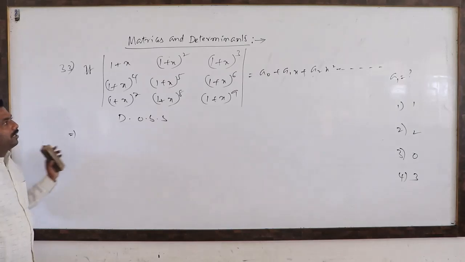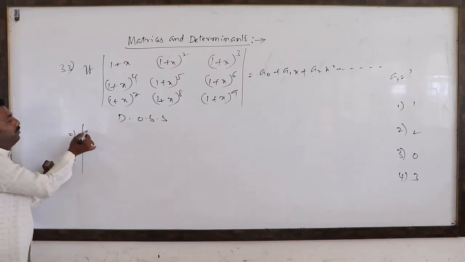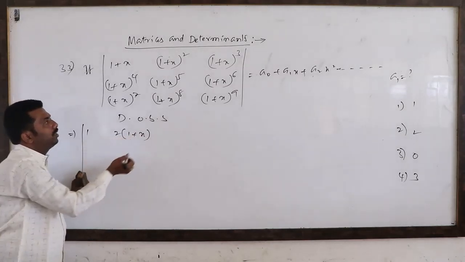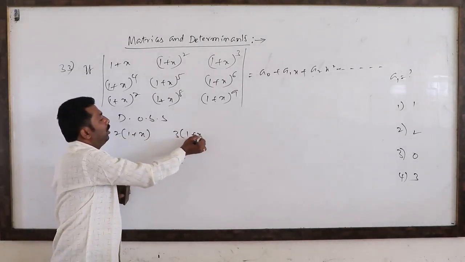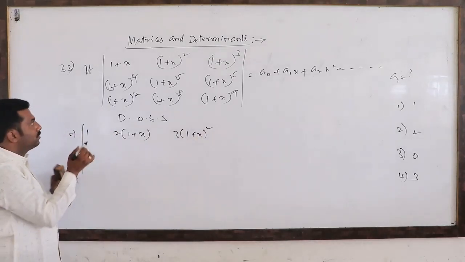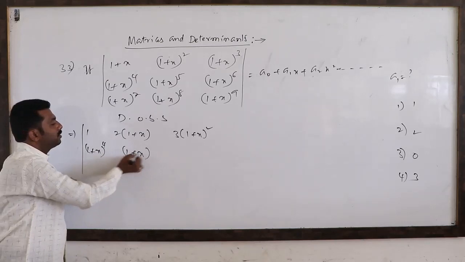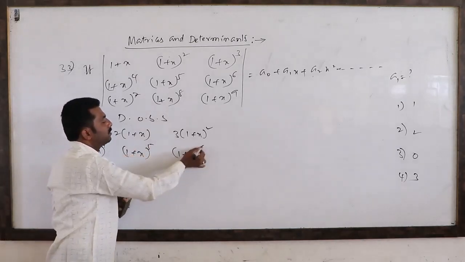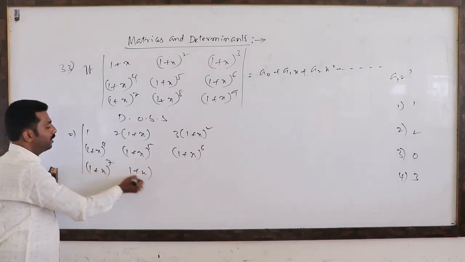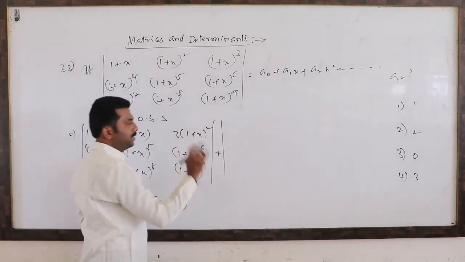Differentiating determinants means first row we have to differentiate. See, what is the first row derivative? 1 plus x derivative 1. 1 plus x whole square means 2 into 1 plus x. 3 into 1 plus x whole square. No changes in second row, third row. So 1 plus x whole power 4, 1 plus x whole power 5, 1 plus x whole power 6, 1 plus x whole power 7, 1 plus x whole power 8, 1 plus x whole power 9, plus.